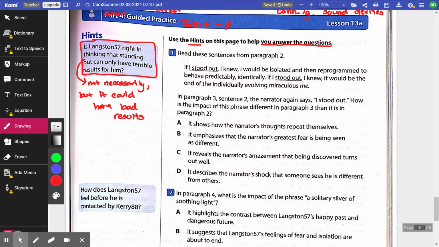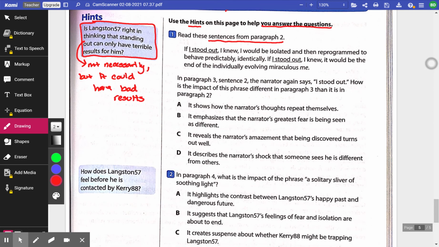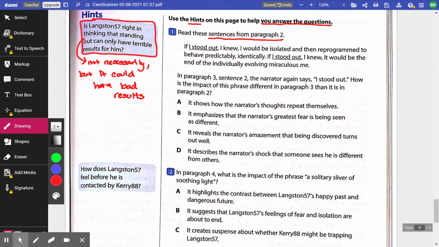The first thing we have to do is read these sentences from paragraph 2. So we have a few sentences to look at. It says, if I stood out, I knew I would be isolated and then reprogrammed to behave predictably, identically. If I stood out, I knew it would be the end of the individually evolving miraculous me. If you notice, there are a few phrases that are underlined for us in this section of paragraph 2. So, I'm going to underline those again because I know they must be important.